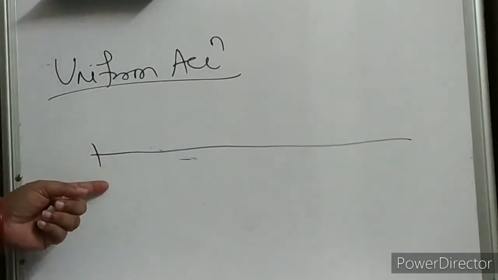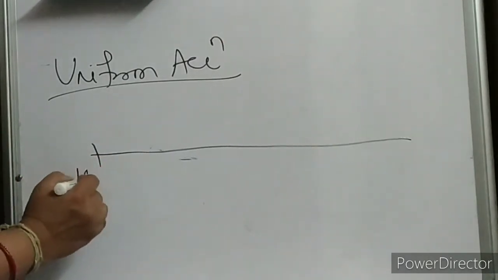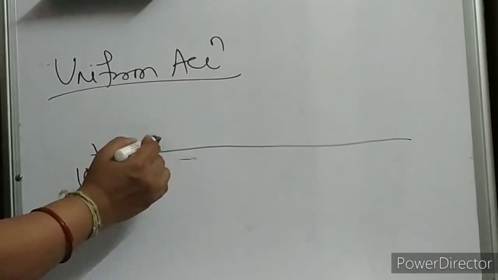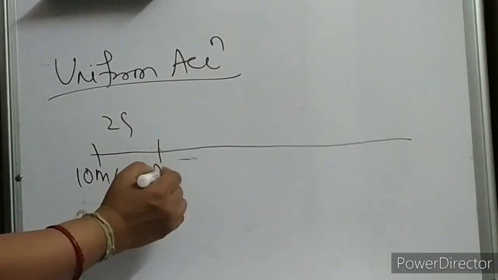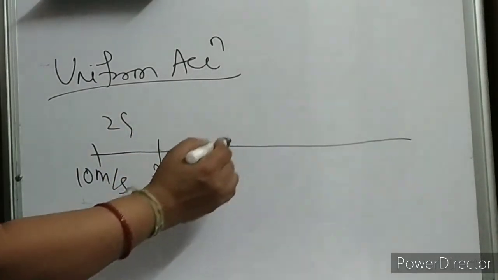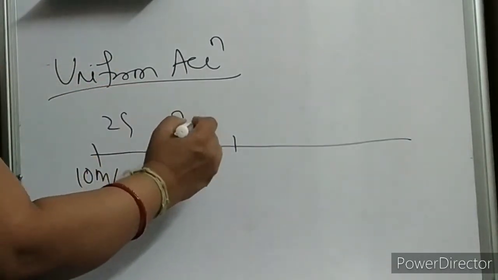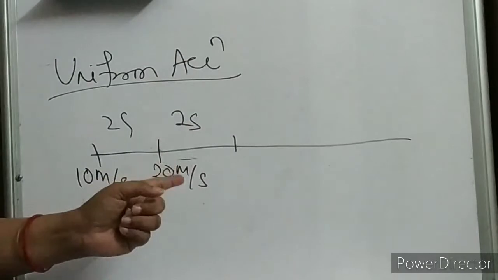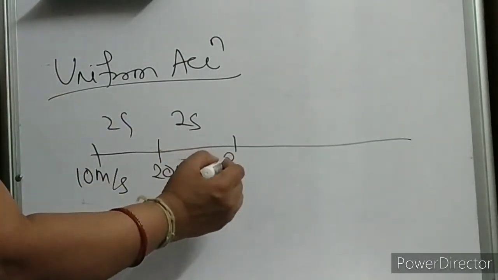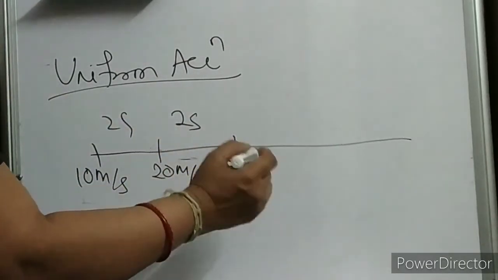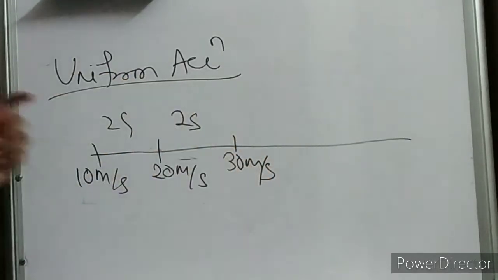Suppose this is your starting point. Here velocity is 10 meter per second. After 2 seconds, velocity will be 20 meter per second. After again 2 seconds, the velocity will be how much? 10, 20, it has to be 30. Then only it is a uniform acceleration.